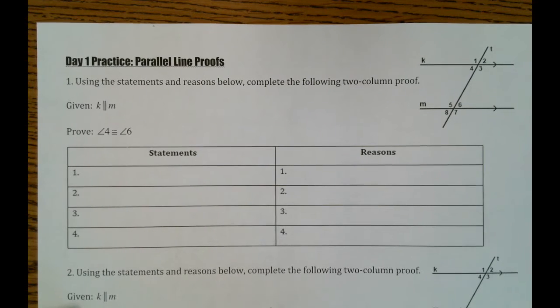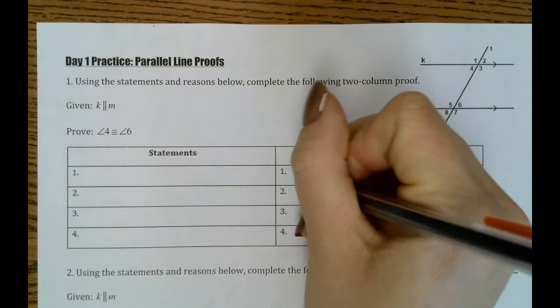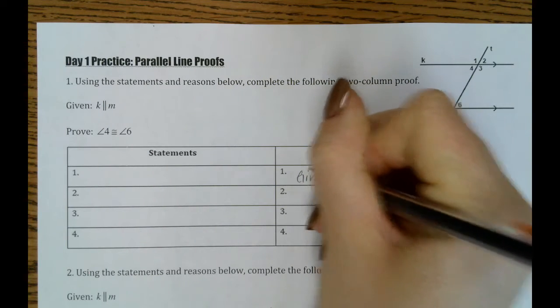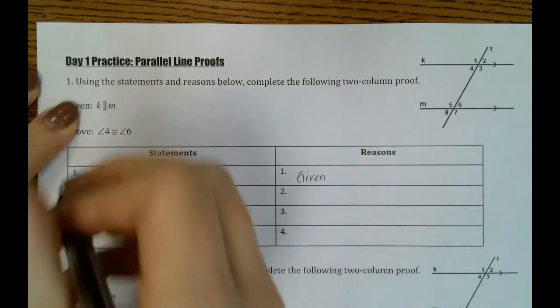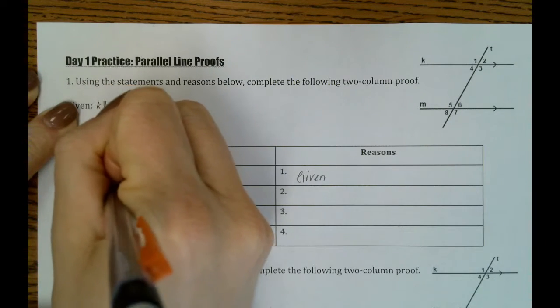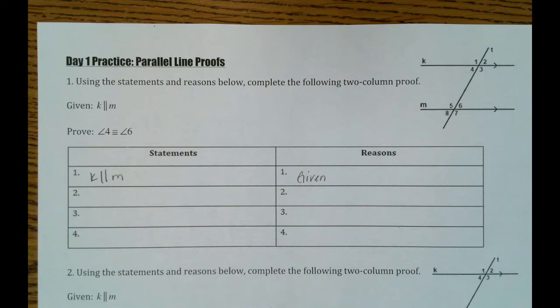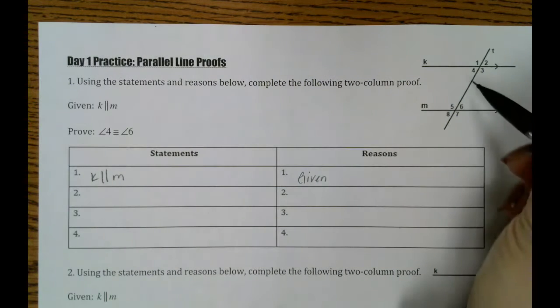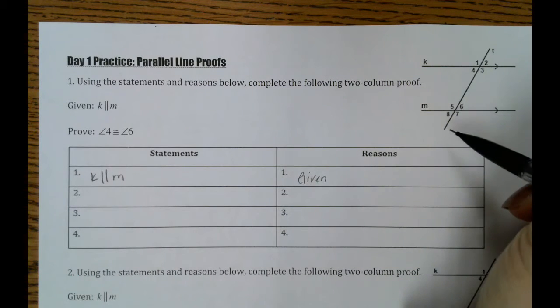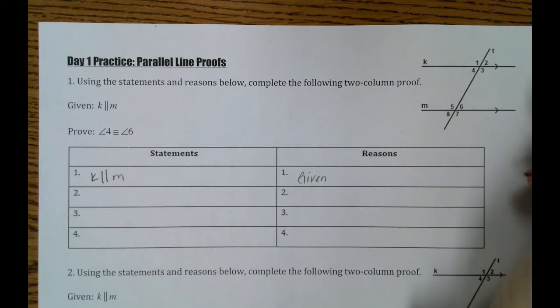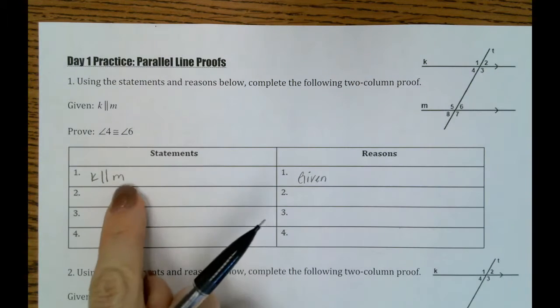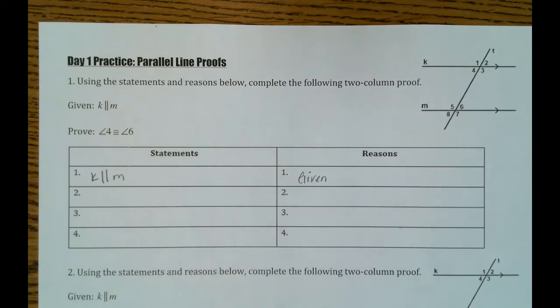Okay, group, this is our day one practice, our parallel line proofs. We always write our given down first. So in this case, we are given that K is parallel to M. That's really important for us, because if we didn't have parallel lines, then we would not have alternate angles, corresponding angles, same side, all of those different types of angles. Now that we have parallel lines, that allows us to use all those different angle properties.